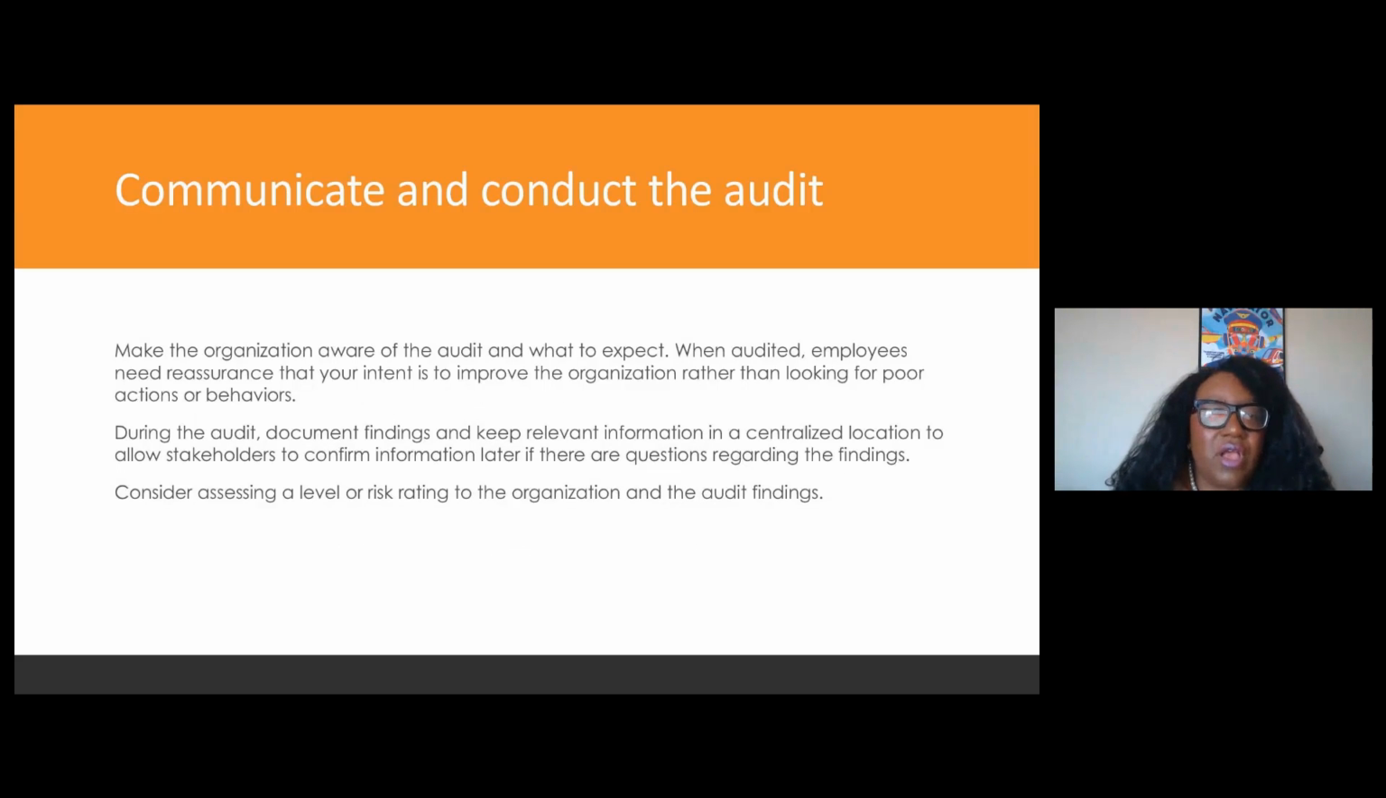Communicate and conduct the audit. Make the organization aware of the audit and what to expect. And so Cheryl already helped us come up with another word, which is review. So we're going to make the organization aware of the review process and what to expect. So we want our hiring managers to know what you're looking for, because the more they know, the more likely they are to make sure that it's there, right?